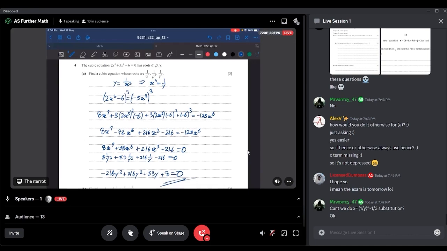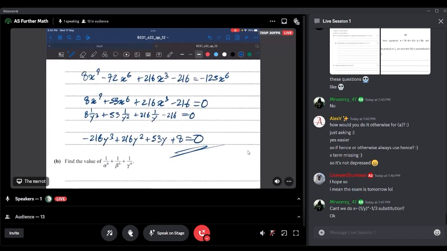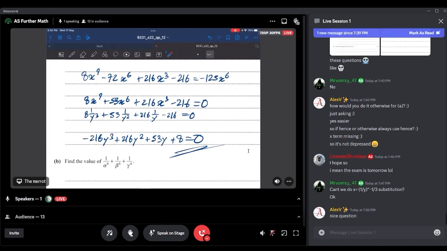You can also take the negative of this equation. That's also fine, so you have a positive coefficient in here. Nice question. It's very computational.